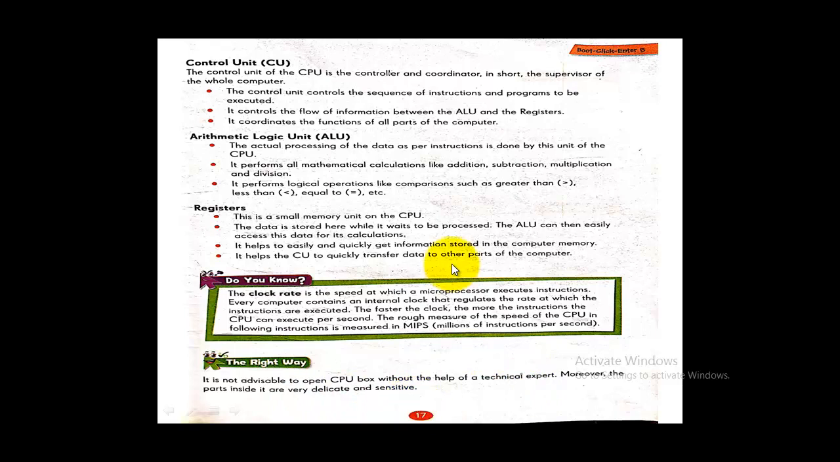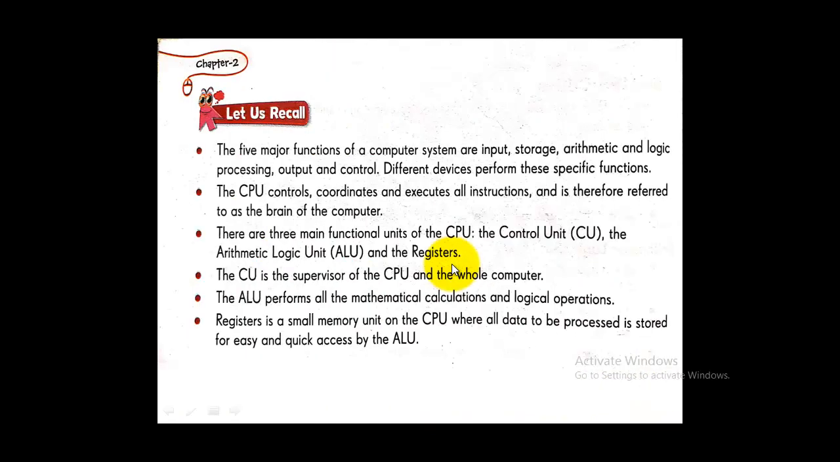Okay, now here completes our chapter number 2, central processing unit, CPU. Now let's recall what we have done in this chapter. The 5 major functions of a computer are input, storage, arithmetic logic processing, output and control. Different devices perform specific functions. The CPU controls, coordinates and executes all instructions and is therefore referred to as the brain of the computer.